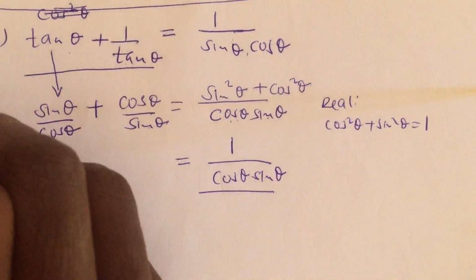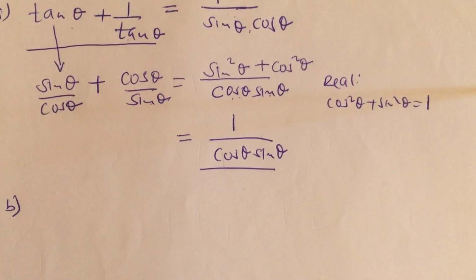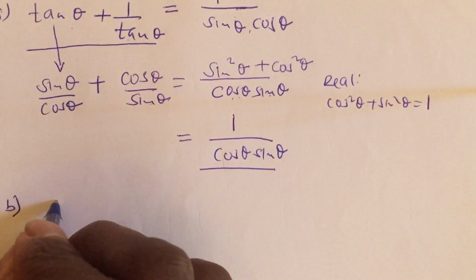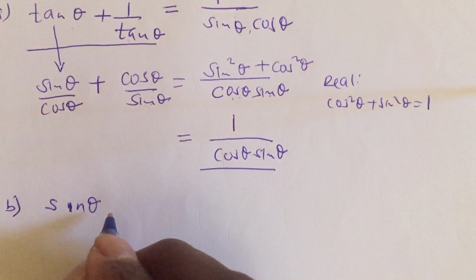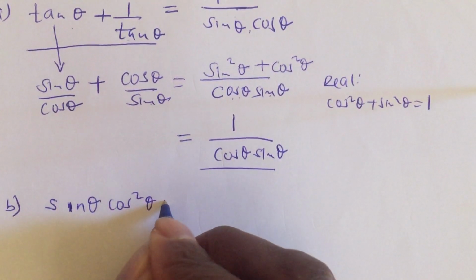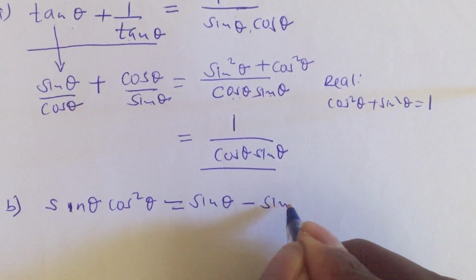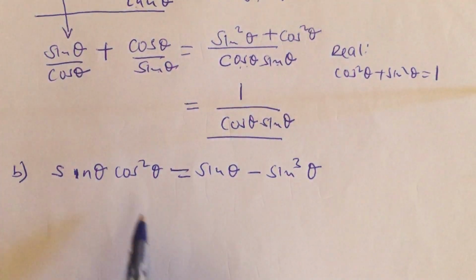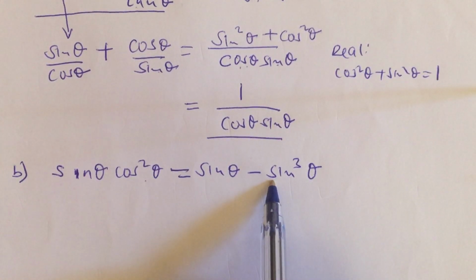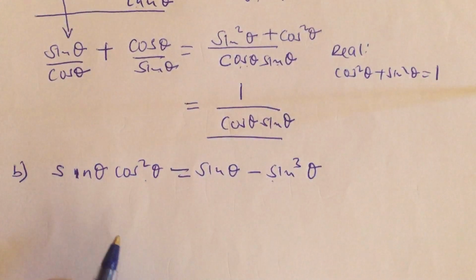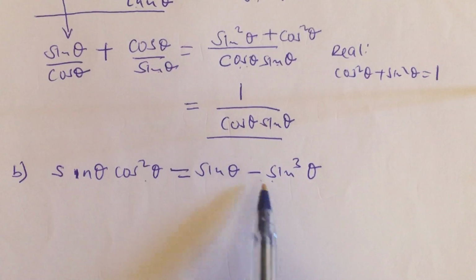Together? Now, the B one that again I would like us to prove is that you are given sine theta cos squared theta equals sine theta minus sine cubed theta. So they want you to prove that this left-hand side is equivalent to the right-hand side. And how do we do this? Again, we can show that the left-hand side is indeed equivalent to the right-hand side. We can proceed this way.